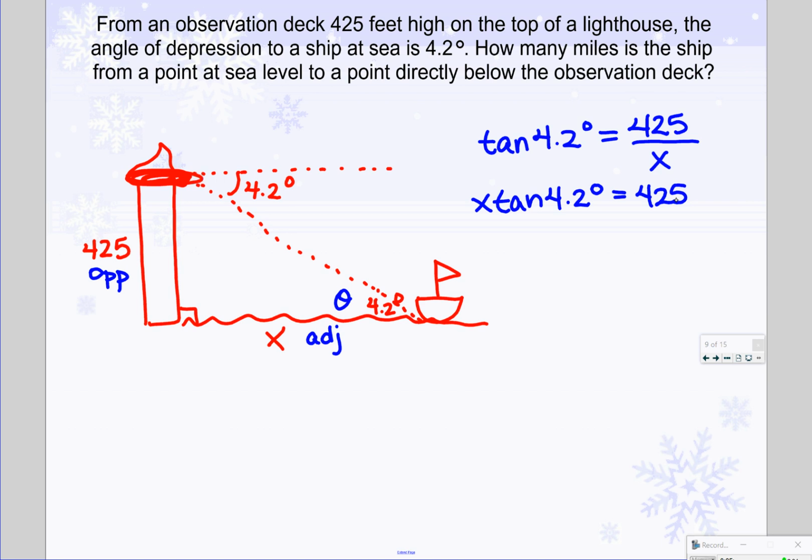425 divided by tangent 4.2. I should probably make sure I'm in degree mode too. Oh, yep, I am. All right. And I get 5,787. I'll just round to the nearest foot. Okay. Does that answer the question that's being asked?